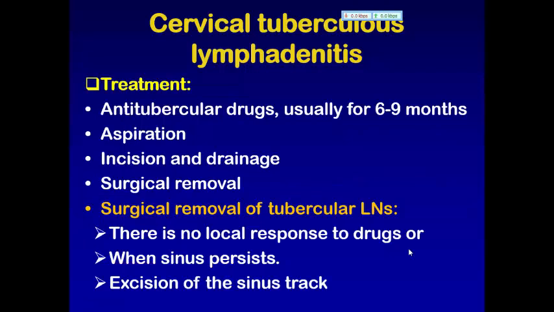Treatment of cervical tuberculous lymphadenitis: antitubercular drugs, usually for 6 to 9 months. Aspiration, if there is a cold abscess. Incision and drainage, if there is no resolution on aspiration. Surgical removal is sometimes indicated, and the indication for surgical removal of a tubercular lymph node is when there is no local response to drugs or when the sinus persists. Usually excision of the sinus tract is required in tuberculous lymphadenitis associated with sinus.